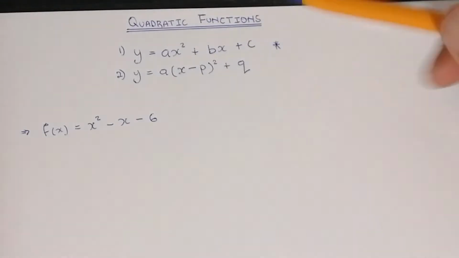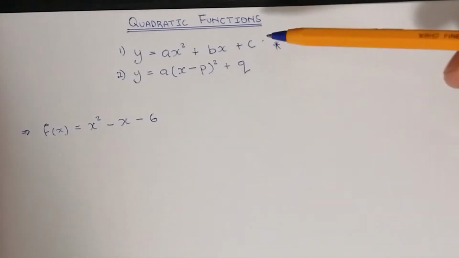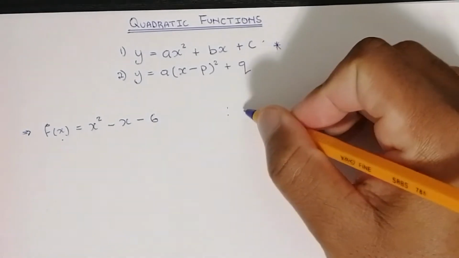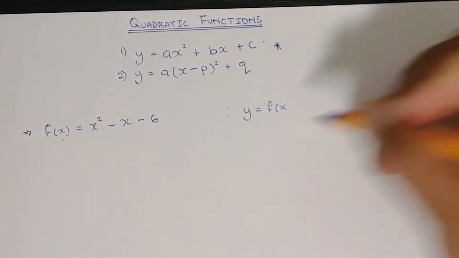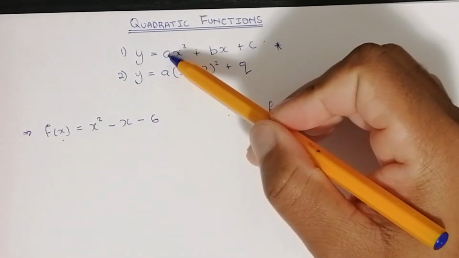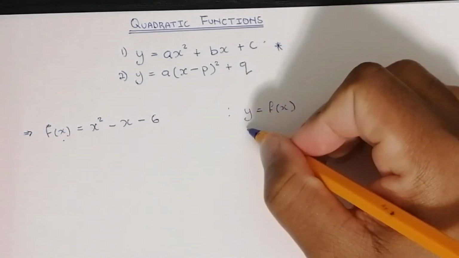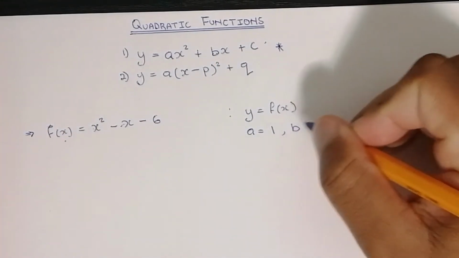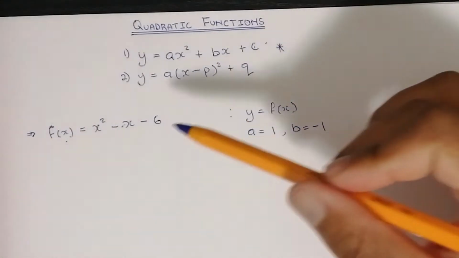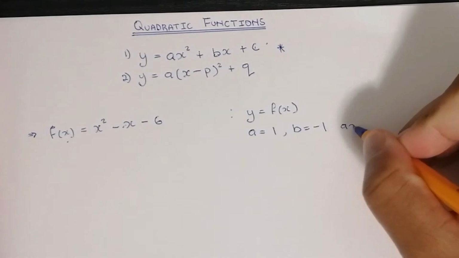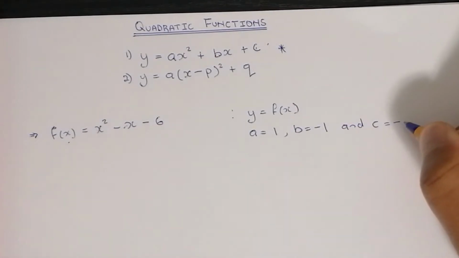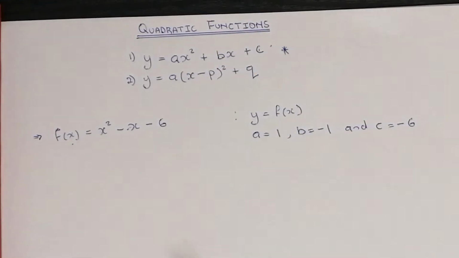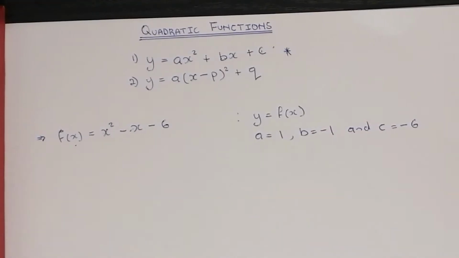So firstly, I'd like to just point out that looking at this form of the equation and relating it to our given equation here, we have that y is equal to f of x firstly, then a in this case is just 1, so we have a equals 1, and then b here is negative 1, so it's b equals minus 1, and then c in our example is negative 6, so c equals minus 6, right?